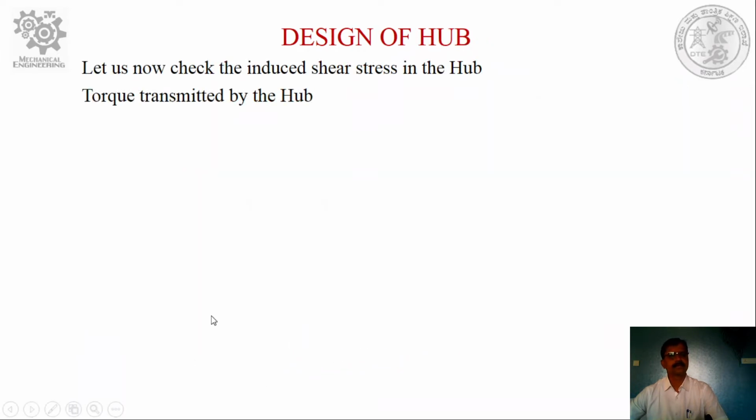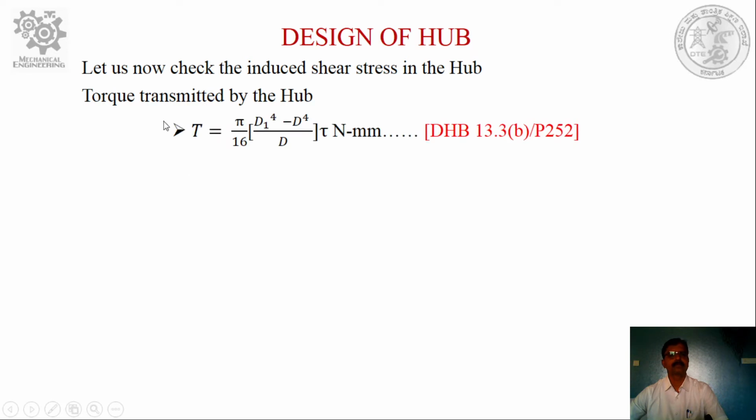Now let us check the individual shear stress in the hub. Torque transmitted by the hub is equal to pi by 16 into (D1 to the power of 4 minus D to the power of 4) divided by D1, into tau. Here we are going to assume the hub has a hollow shaft. This equation is taken from the design data handbook, equation number 13.3, page number 252.